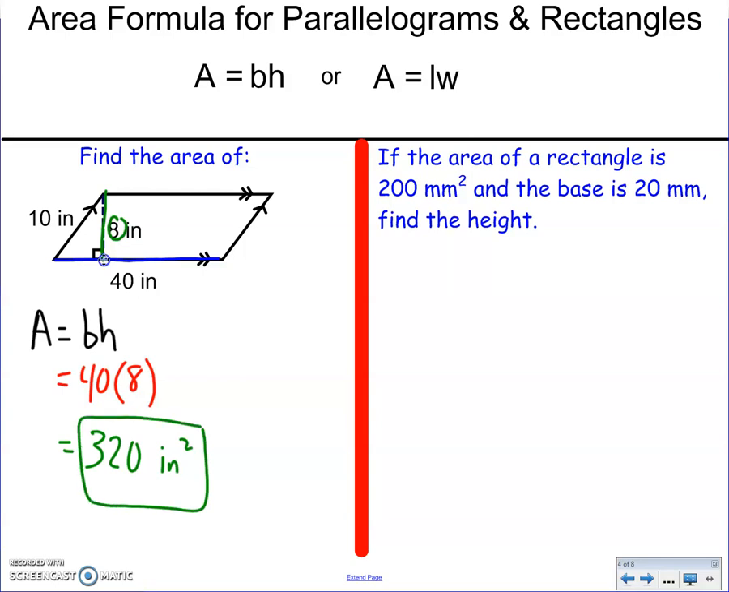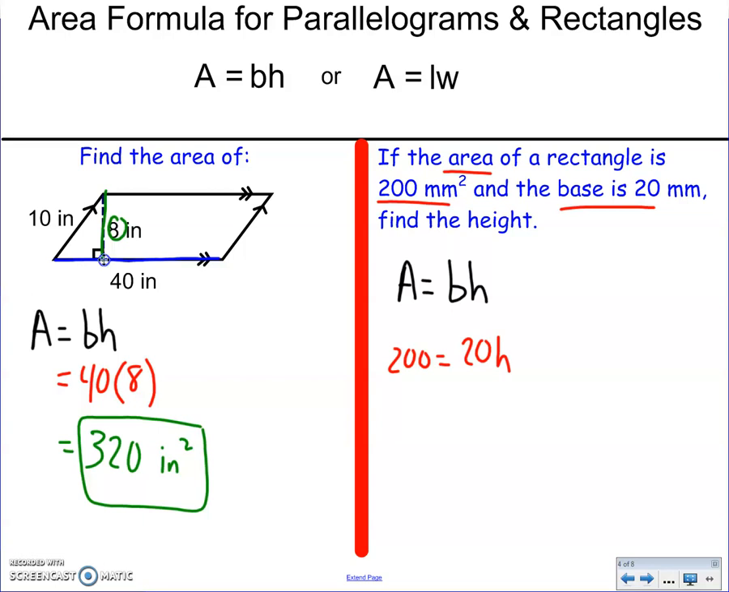Over here, the area of a rectangle is 200 millimeters squared. Base is 20. Find the height. Just going to write the formula. Area equals base times height. Fill in the numbers. They said area is 200, so 200 equals, they said base is 20, so it's 20 times h.